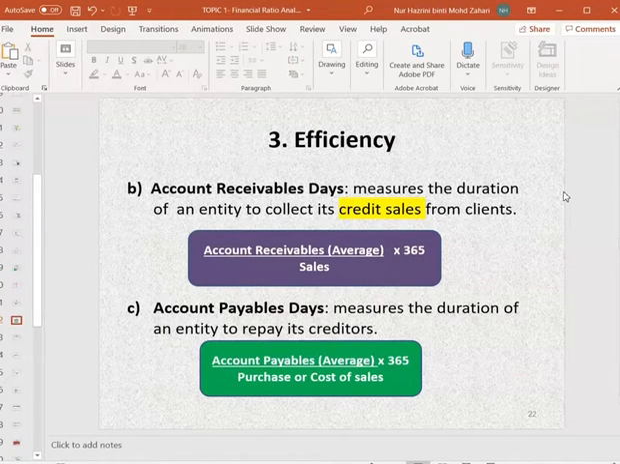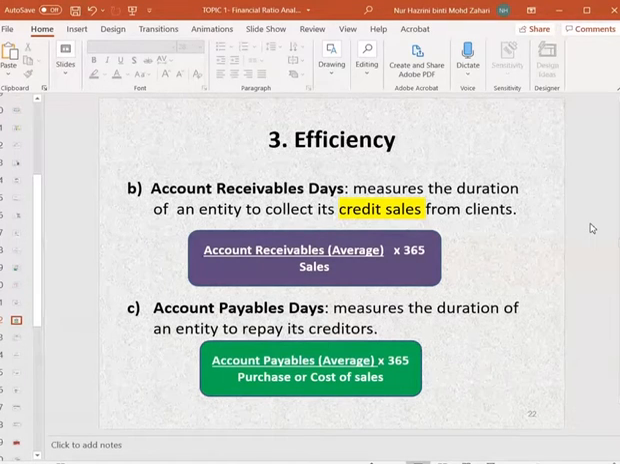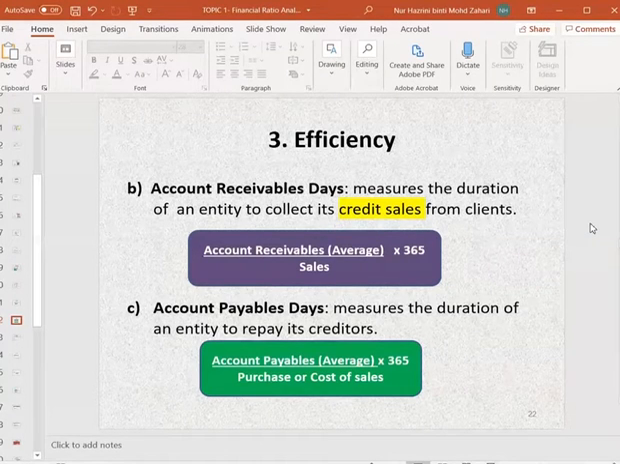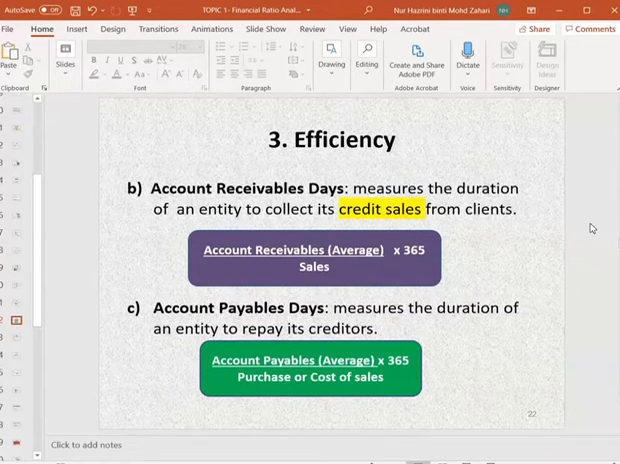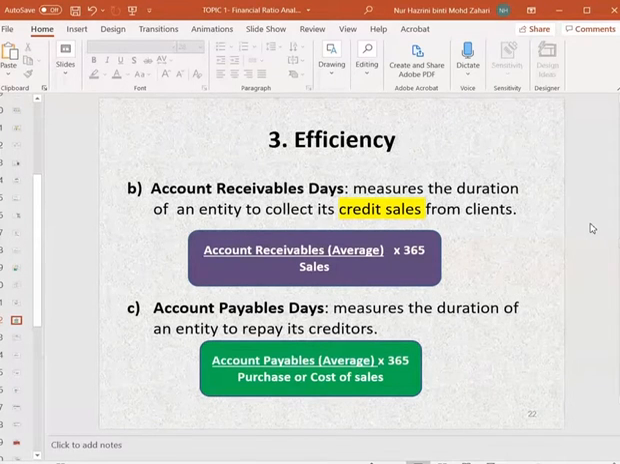Okay, that's why you have debtors. If you sold the goods on cash, you will not have debtors. Okay, so this ratio, we want to measure how quick you are in collecting back the money after you sold the goods on credit to your customer, or how quick you are in collecting the money from your debtors. Okay, for this one, the quicker the better lah.